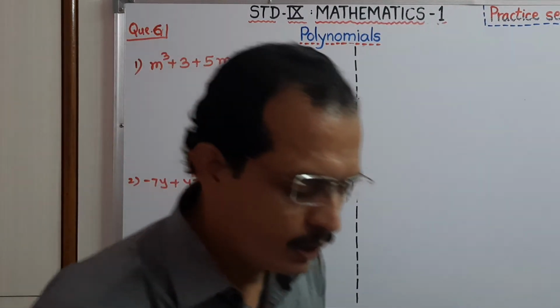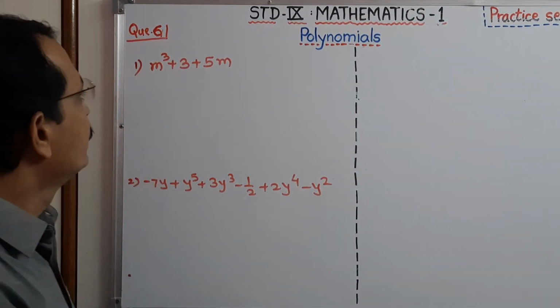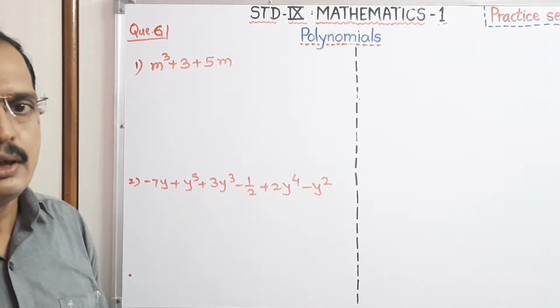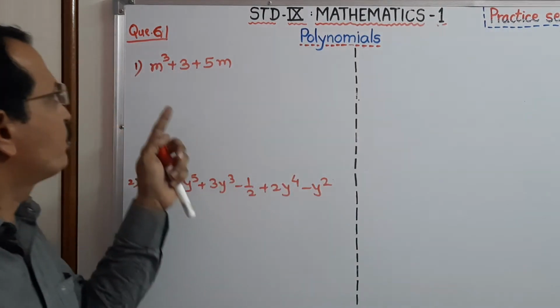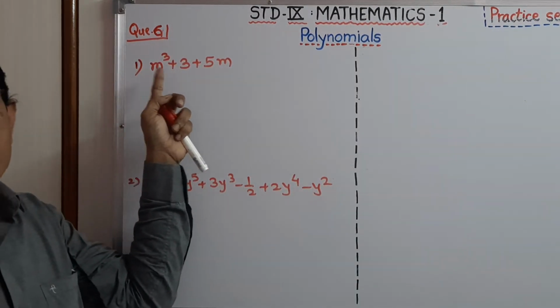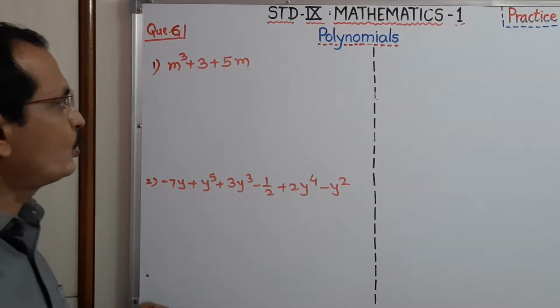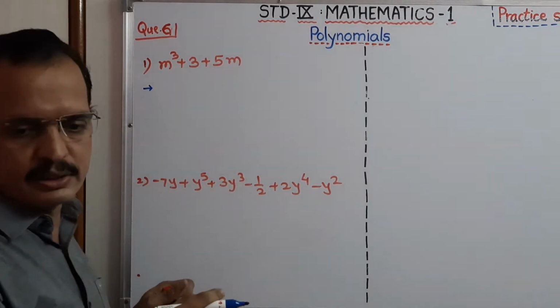Dear student, while writing in standard form, what do we have to do? We have to see the degree of the polynomial. See here, the degree of the polynomial is 3. That means how many terms should be there? 4 terms should be there. Only 3 terms are there, therefore 1 term is missing.